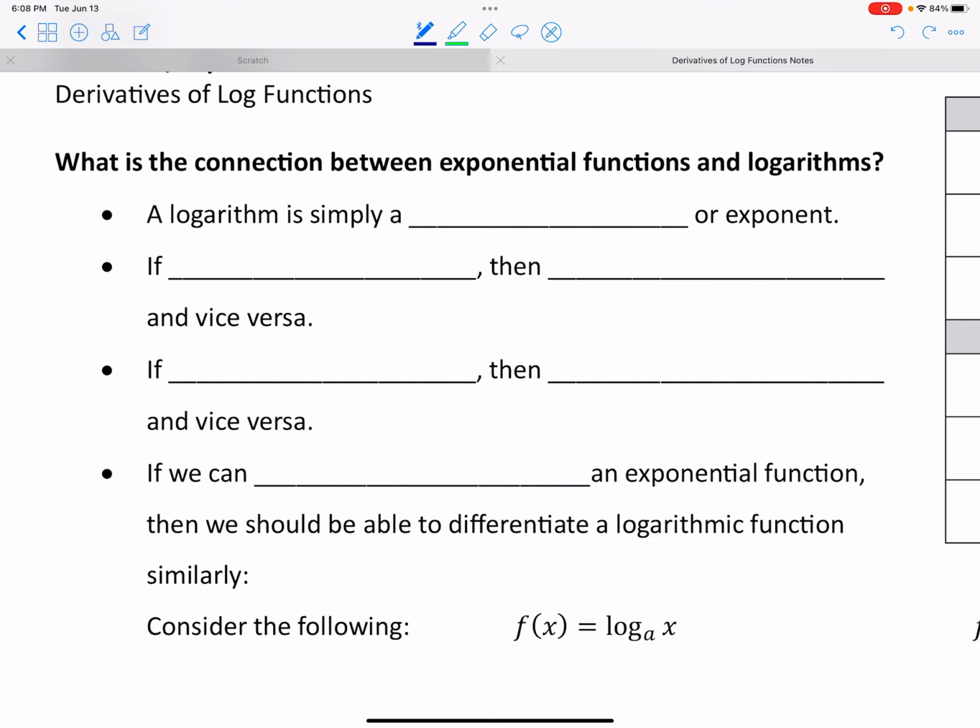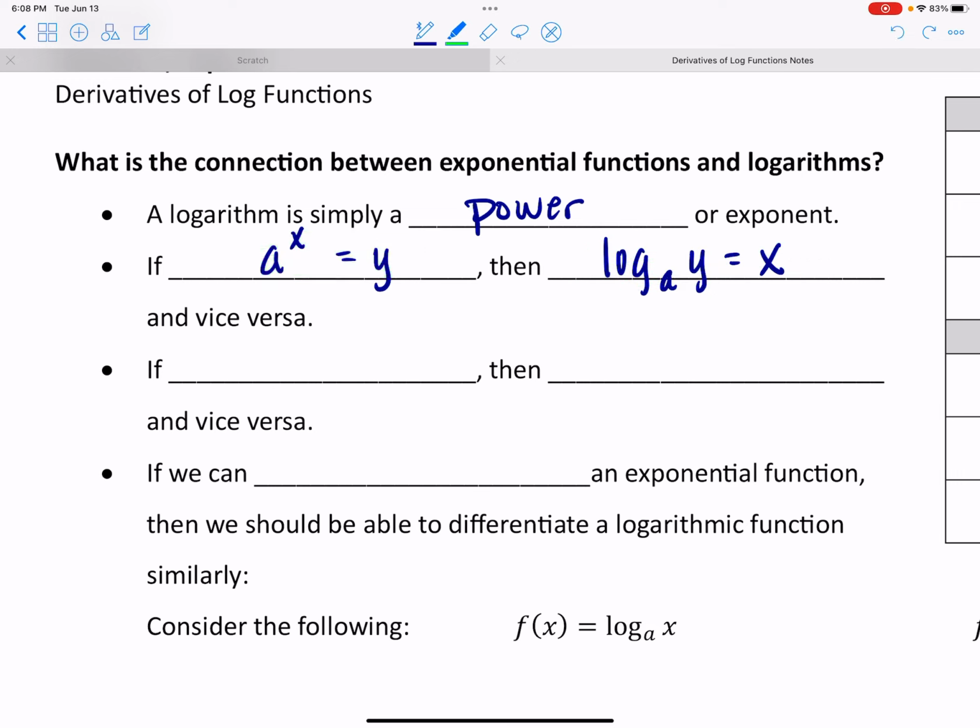So a logarithm is really just an exponent. A logarithm is simply a power or an exponent. For instance, if I had something in exponential form like a to the x power equal to y, this exponent can be represented using a logarithm. So we could say that the log base a of y is equal to x. So these are two equivalent forms here.